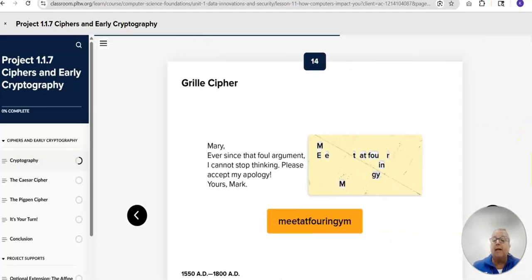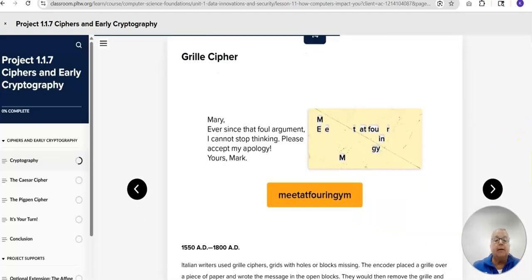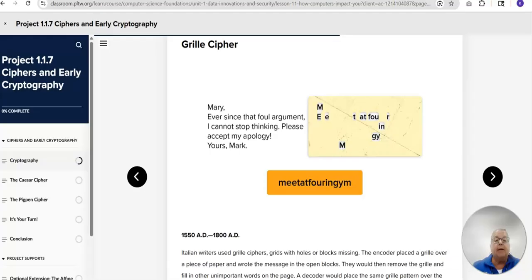This is the Grill cipher. The actual message was: Mary, ever since that foul argument, I cannot stop thinking. Please accept my apology. Yours, Mark.